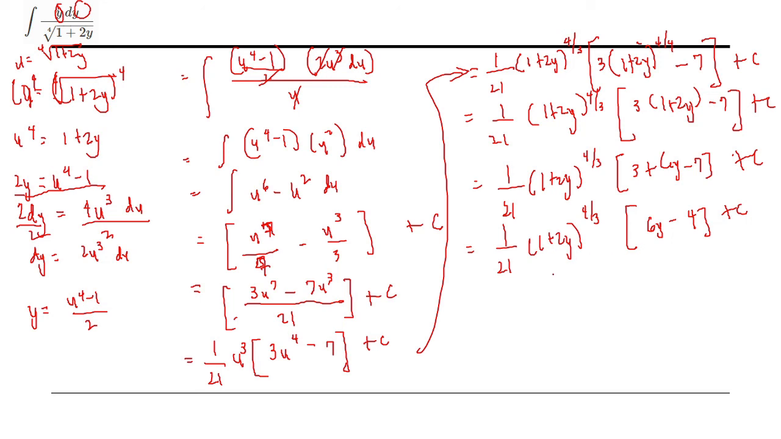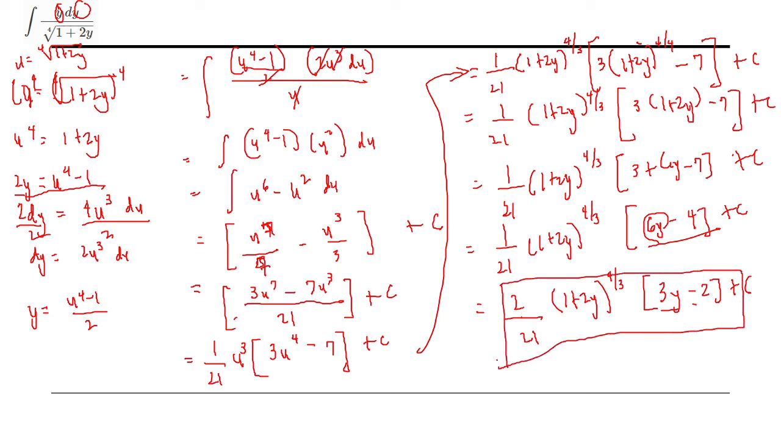Okay, so actually we can eliminate 2. So 2 over 21 times 1 plus 2y to the power of 4 thirds. Then what remains here is 2, no. So 3y minus 2 plus c. So 3y times 2 is 6y. 2 times 2 is minus 4 plus c. So I believe this can be your final answer.